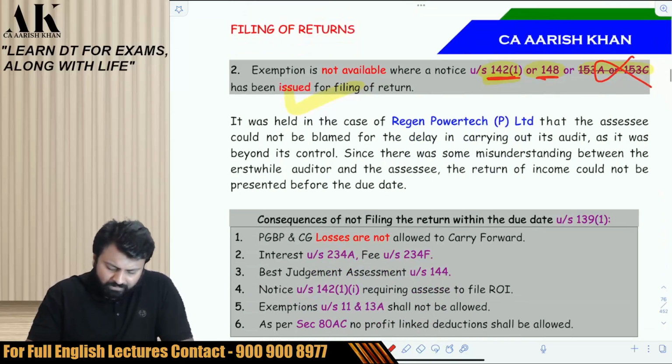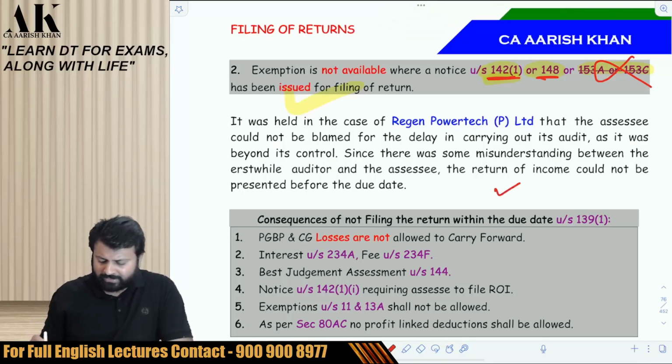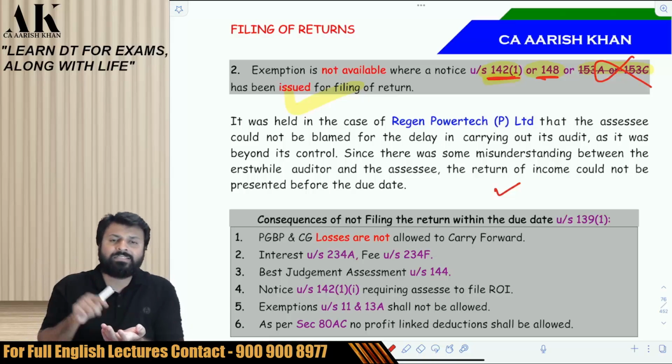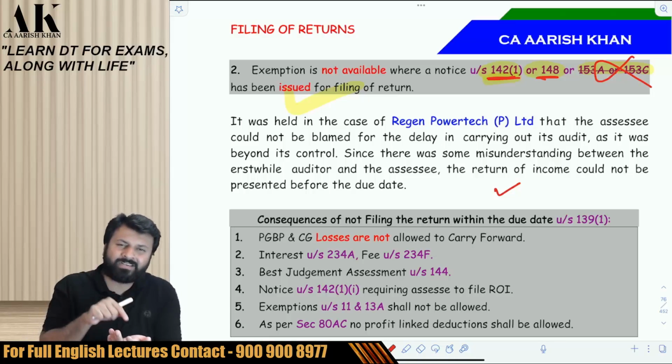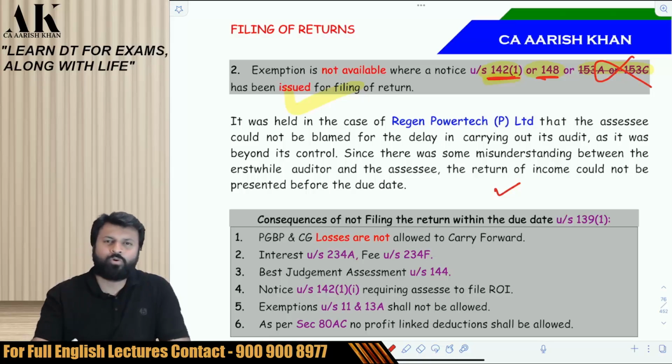Okay. Now, suppose there is a genuine reason for delay in filing the return, then what will happen? Will the assessee be allowed to file the return? The answer is yes. This was held by a court in the case of Regan Powertech Private Limited, that if there is a genuine reason that the audit cannot be completed, the return cannot be filed, then it has to be condoned. A genuine delay has to be condoned by the department.